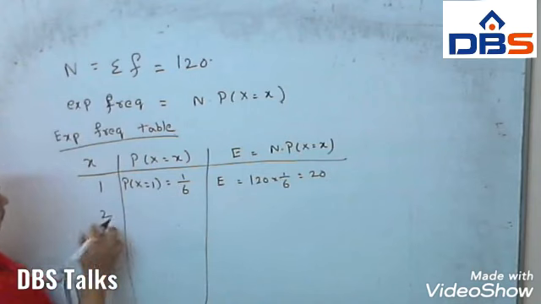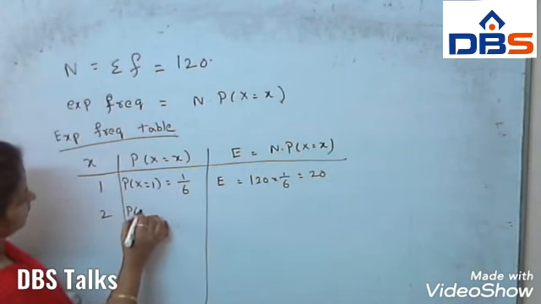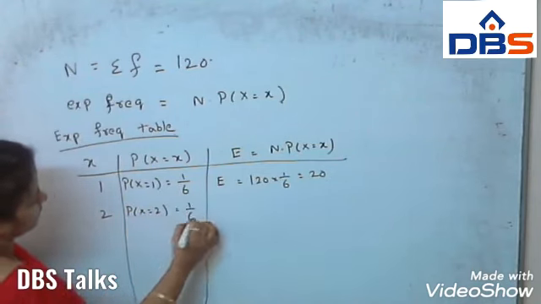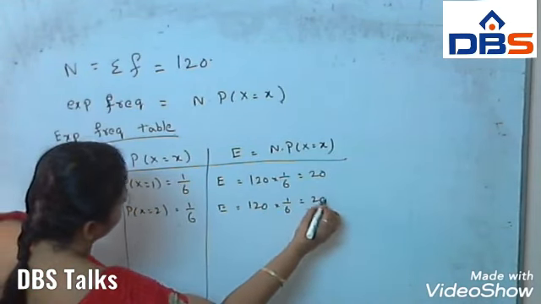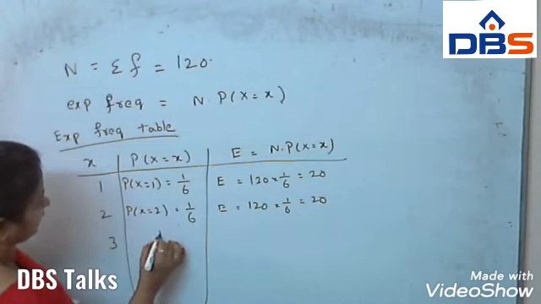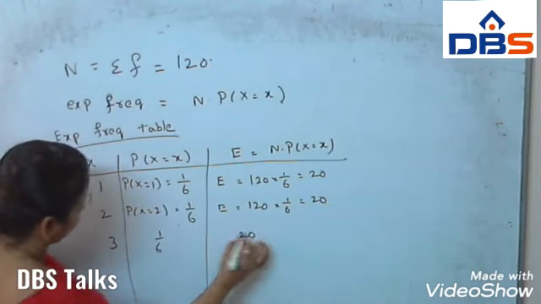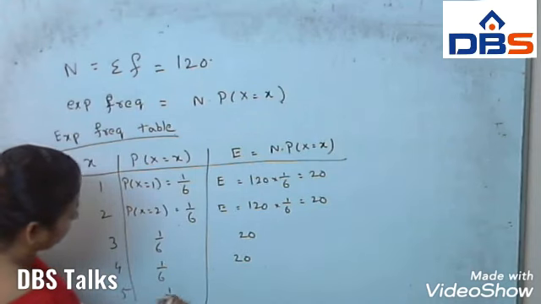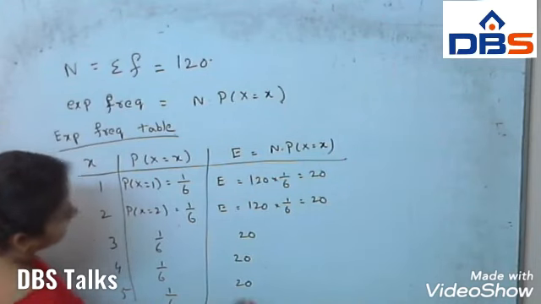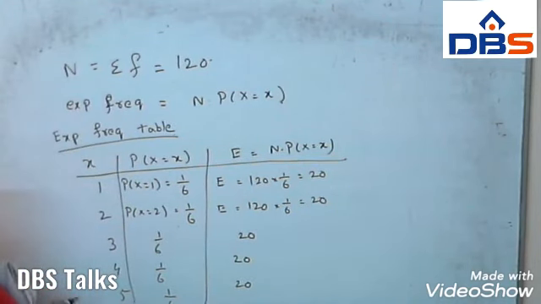2, face 2. The probability of getting face 2 is 1 by 6. E equal to 120 into 1 by 6, 20. 3, face 3, 1 by 6, 20. Face 4, 1 by 6, 20. 5, 1 by 6, 20. 6. So these are the expected frequencies.